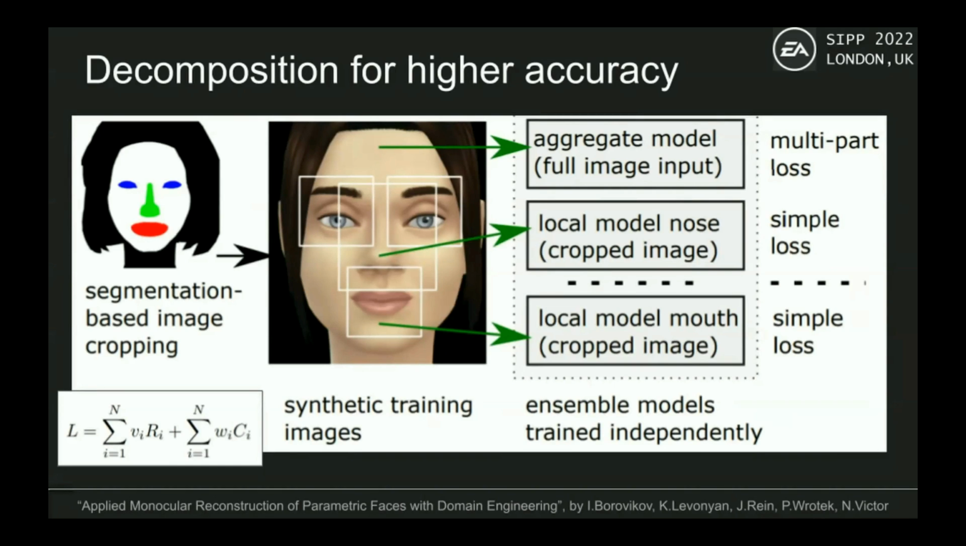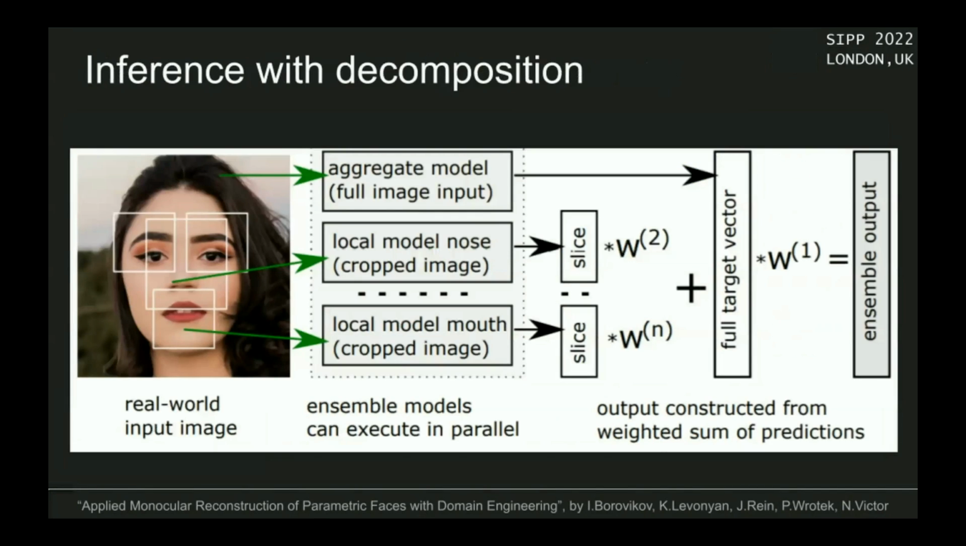Breaking the multipart loss into components by regions and training local models separately is one way of doing it. Combining the local models with the aggregate one helps to improve the accuracy even more. Such a combination is not quite a standard way of ensembling, so we need to provide some assurance that it works indeed and is designed to be efficient. Also, we need to define how we combine predictions from the models in this ensemble. After we train the aggregate and local models, we combine their predictions with weights as on this slide. That gives the final output vector of parameters that we use to recreate a face.